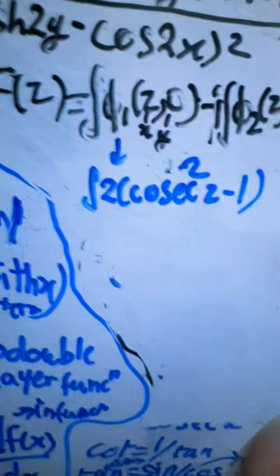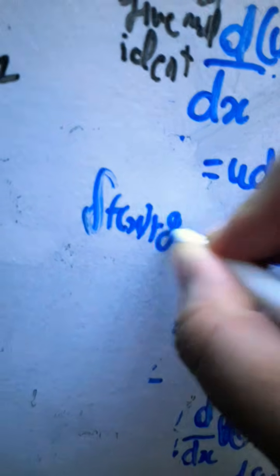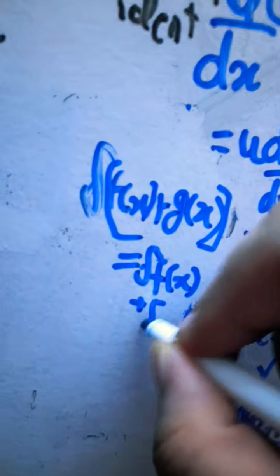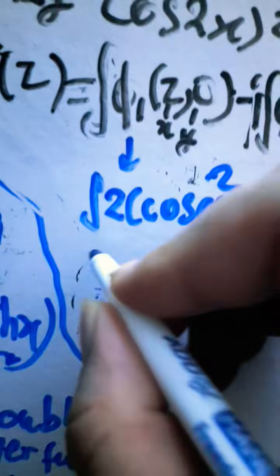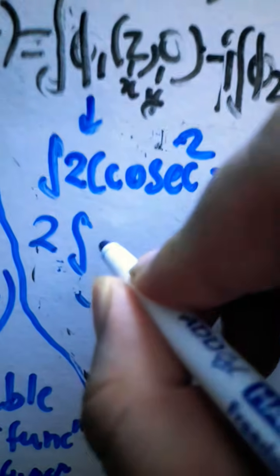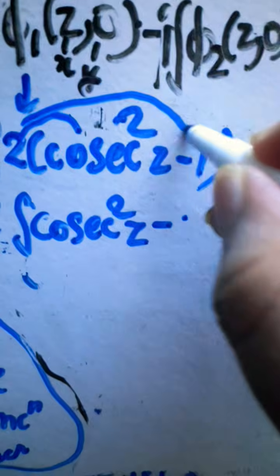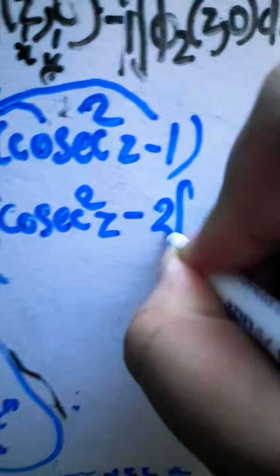Now I have to tell you that the integration of f of x plus g of x as a whole is equal to the separate integration of f of x plus the separate integration of g of x. It's like differentiation. Also, the integration of k f of x, where k is a constant: we take k outside, integrate f of x, and multiply by k afterwards. Same here: take 2 out, 2 is a constant, and integrate cosec square z minus 1 individually. By the way, 2 multiplies both terms because they are in a bracket. So 2 is here, and the integration of 1.